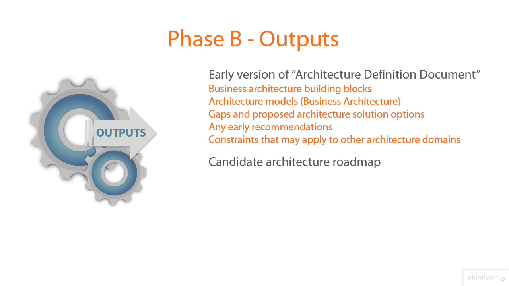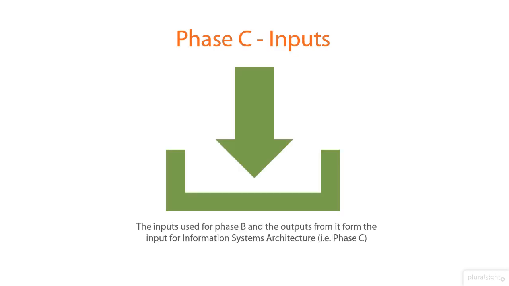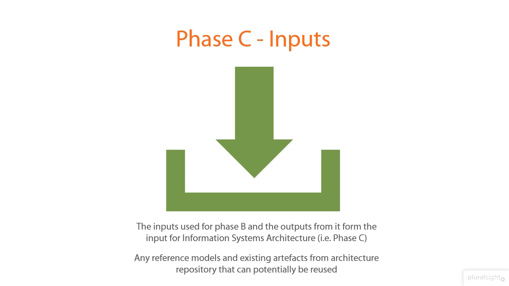These outputs are for the consumption of key business stakeholders in order to elicit their feedback and inputs, and they also form inputs for the next phase of architecture development, that is, the information systems architecture, or phase C. The inputs used for phase B, such as architecture vision and statement of architecture work, are also key inputs into phase C. Phase C, in addition, also uses any existing data or applications architecture artifacts already available in the architecture repository, and also any applicable architecture reference models which could potentially be reused.